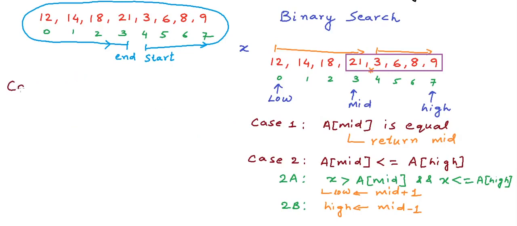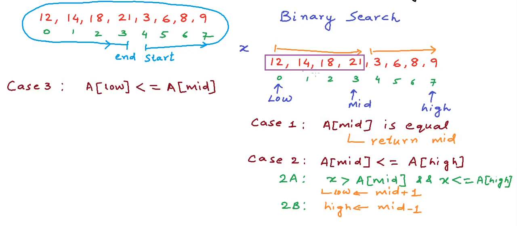Case 3 would be when a low, or the first element in the sequence, is less than or equal to a mid. Now in this case we are looking at whether this particular segment, starting from the low index all the way till the mid index, is sorted or not. Once again we will have two conditions. When we know that this half is sorted, it is very easy to verify whether x is probable to lie within this sub-segment or not.